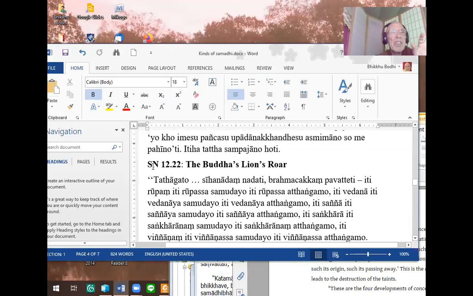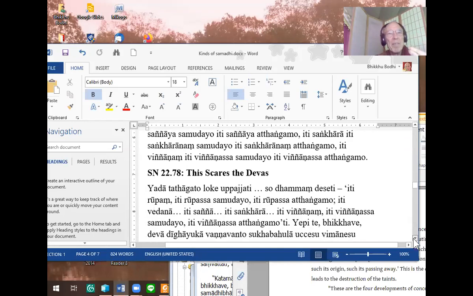In this sutta in the Samyutta Nikaya, chapter 12, sutta number 22, the Buddha says that he roars his lion's roar and sets in motion the sacred wheel, the wheel of the Dharma. And then it says, how does the Buddha roar his lion's roar? The way he does so is by declaring: this is material form, this is the arising of form, this is its passing away. And so for all five aggregates.